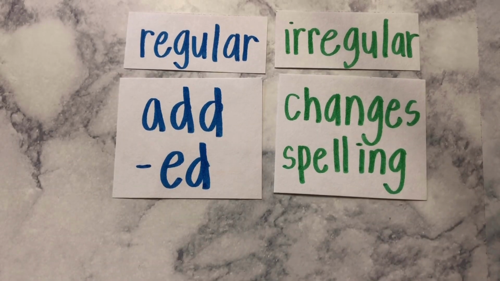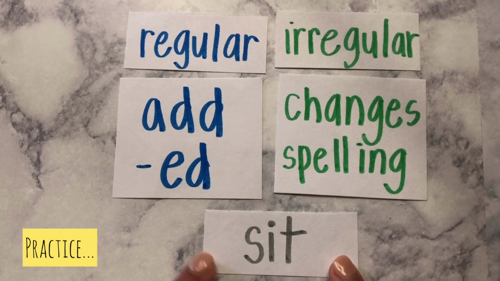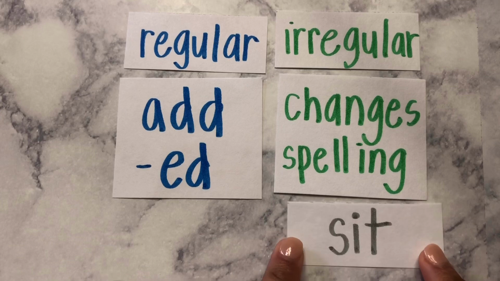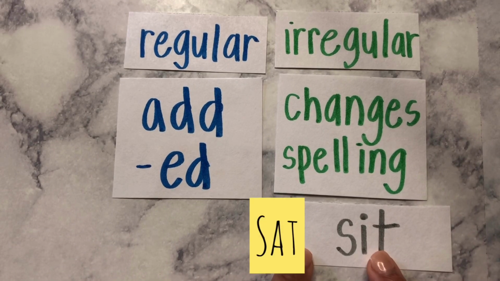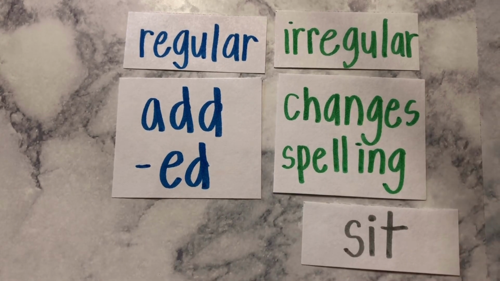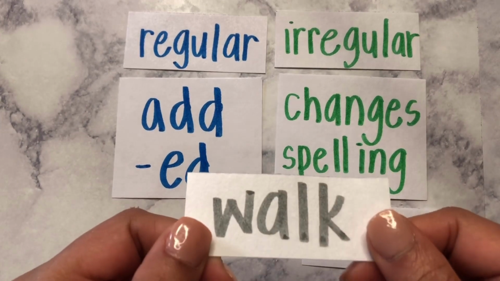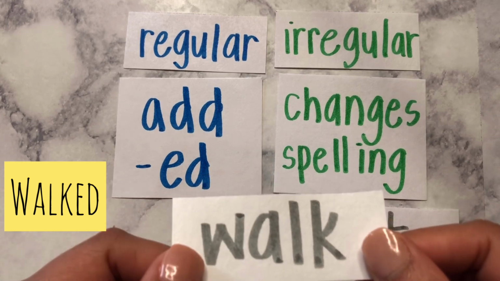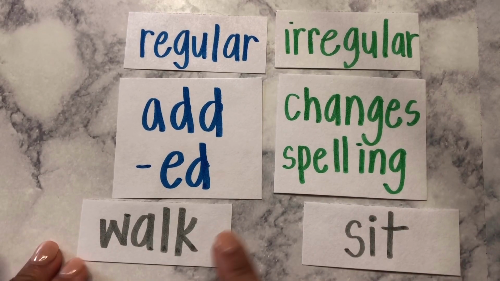Let's do a quick review. I can sit in a chair. What would be the past tense of sit? Would it be a regular past tense verb or an irregular past tense verb? The past of sit is sat, so it is irregular. We did not add an ed at the end. I can walk. The past tense of walk is walked. So I hear the ed at the end, so that would be a regular past tense verb.